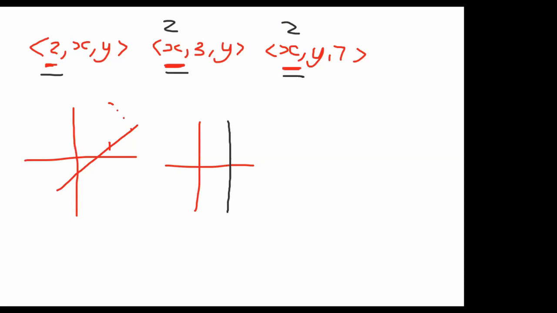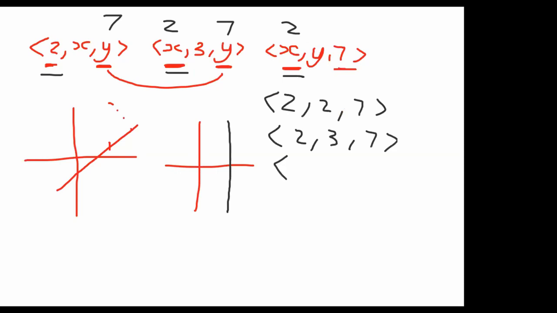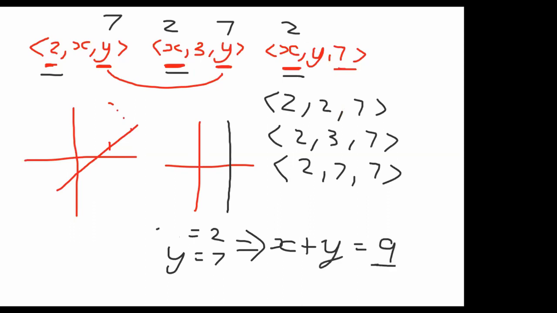And we can do a similar thing with the z coordinates. We look here, we see these 2 z coordinates are both y, but this z coordinate is 7. We can't have 2 z coordinates be the same unless all the z coordinates are the same. So that means that y is actually equal to 7. So it turns out these points are (2, 2, 7), (2, 3, 7), and (2, 7, 7). But the answer to the question: x equals 2, y equals 7, which means that x plus y equals 9. So the answer to our question is 9.